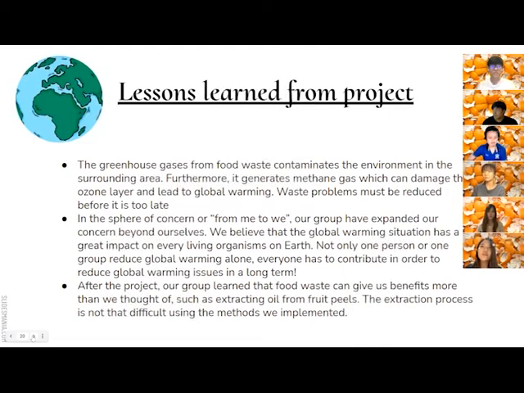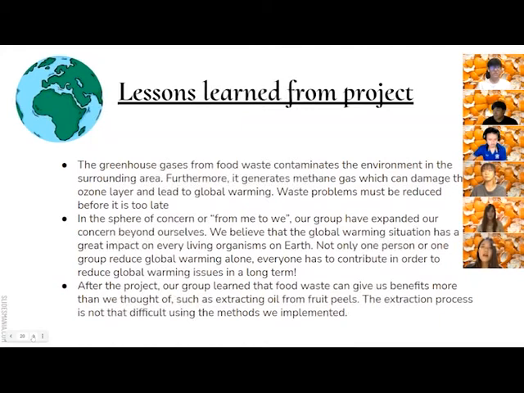Lessons learned from this project. The greenhouse gases from food waste contaminate the environment in the surrounding area. Furthermore, it generates methane gas, which can damage the ozone layer and lead to global warming. Waste problems must be reduced before it is too late.